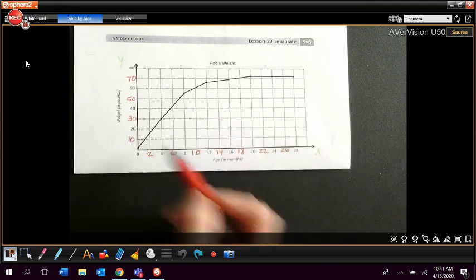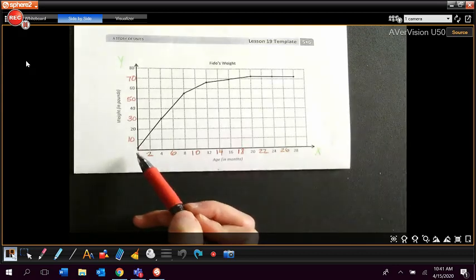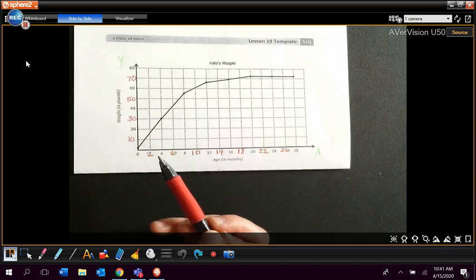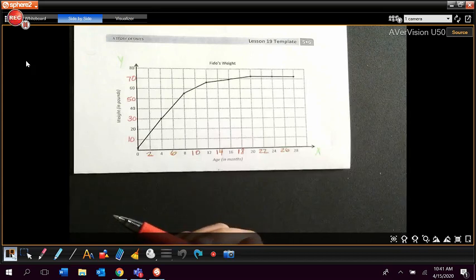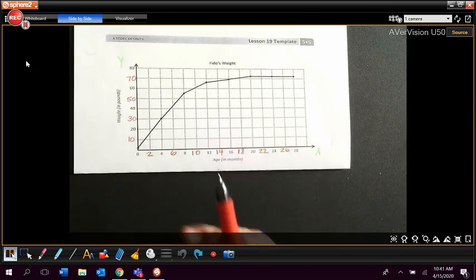So we already know just the graph. When he was 0 months, this means pretty much when he was born. When he was born, Fido weighed about 1, maybe 2 pounds, because look where the dot is. So maybe about 1 or 2 pounds at birth. Think about this. How much weight did Fido gain during the first 4 months? I'm going to repeat my question. How much weight did Fido gain during the first 4 months?